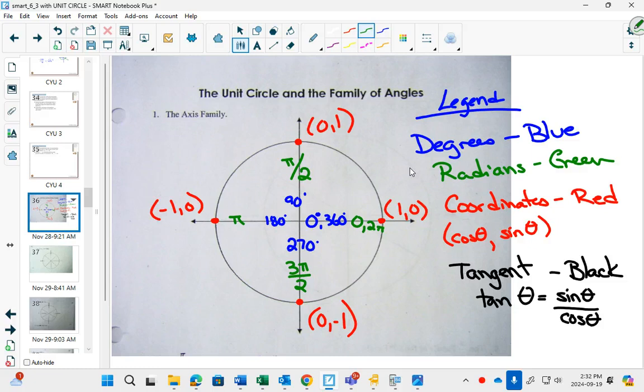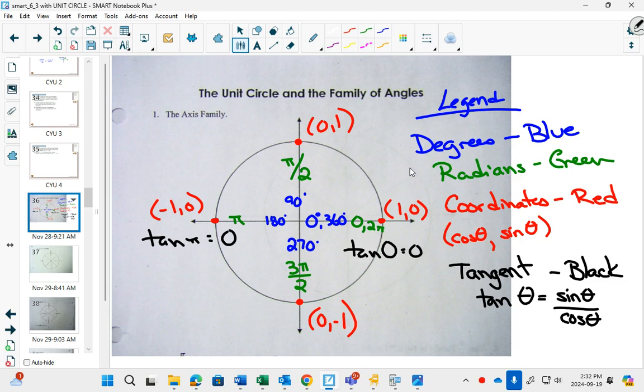We can also now do tangent. So I'm going to do tangent for each of these. I'm going to write the angle in radians. So tan of 0 is going to be sine over cos, 0 over 1, that's 0. Tan of pi over here, sine over cos would be 0 over -1, which is 0.